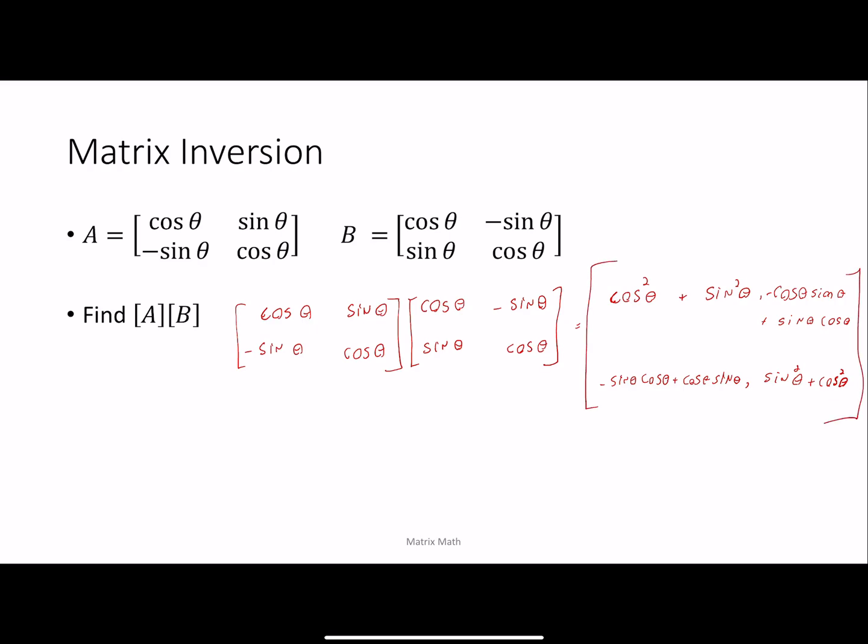And for those of you who remember some of the basic trigonometric identities, cosine squared plus sine squared of theta is equal to 1, right? So we have this on the diagonals. And this addition here, cosine of theta times sine of theta and sine of theta cosine of theta, although this has a minus, this has a plus, so this is 0, right? So these guys disappear, they become 0. And these guys here become 1. So our result here will be 1, 0, 0, 1. And this is what we call the identity matrix.